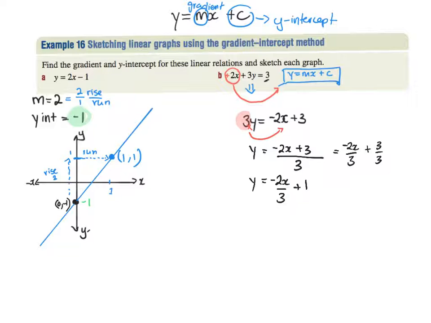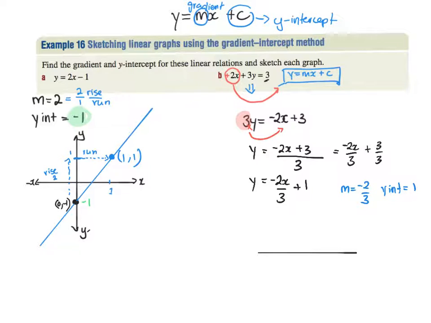So now, pretty easy to read off and tell me, what's the gradient for this graph? Negative 2x over 3. What's the number in front of x? Over 3. So the gradient is actually that. It's the whole number. And then what's the y-intercept? Equals 1. Good. So now we've done that, we can sketch this graph the same way we did the other one.